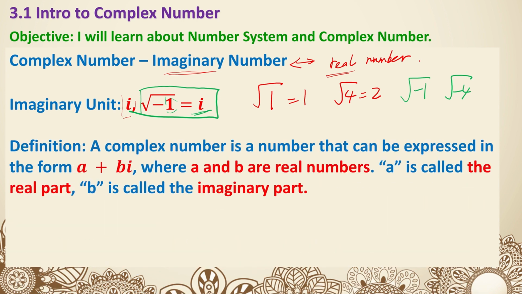Definition: a complex number is a number that can be expressed in the form of a plus bi. A and b are both real numbers, so a is called the real part, and b is called the imaginary part, because b is the number in front of i. And since i is the imaginary unit, that is called the imaginary part. So for example, I can have 2 plus 3i. That is a complex number.